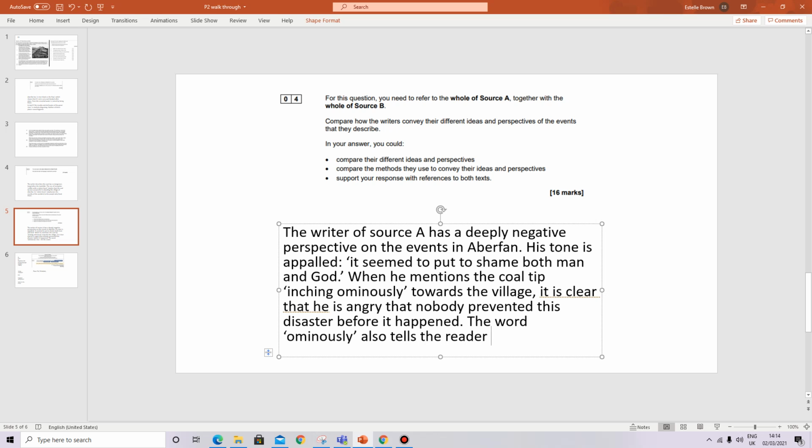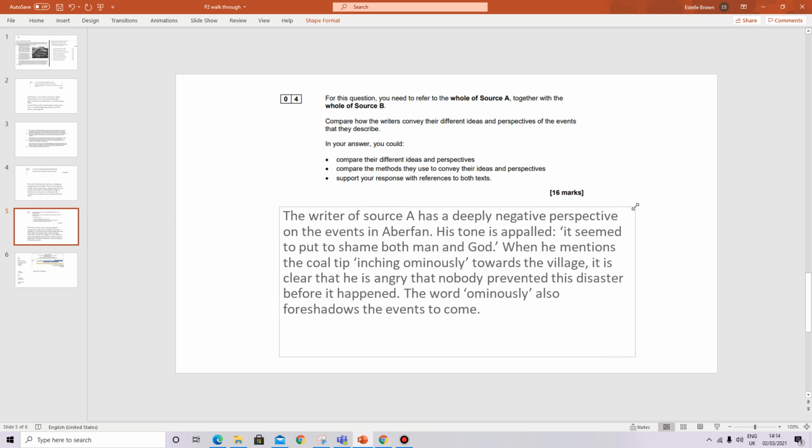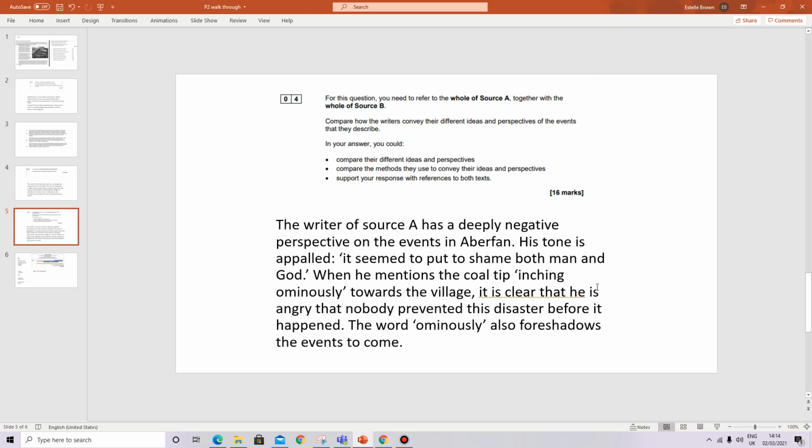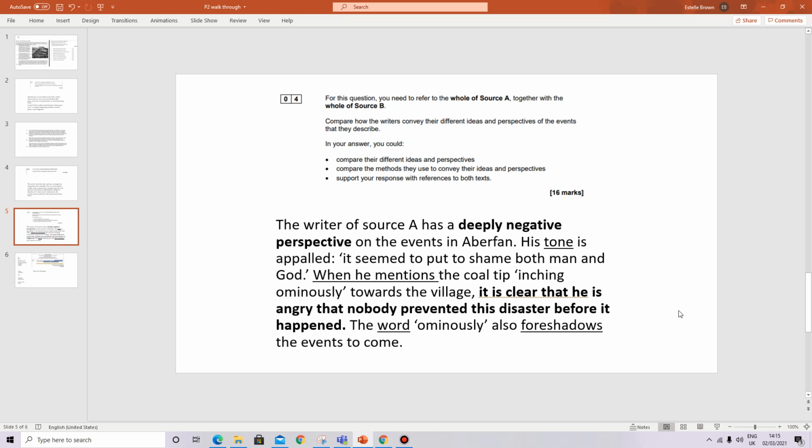The word ominously also tells the reader what is coming. What do we call that, guys? Okay, so the word ominously also foreshadows the events to come. What have I done there? I've talked about the language used. All right, I've talked about the writer's methods. I've also said what he thinks of these events. Okay.